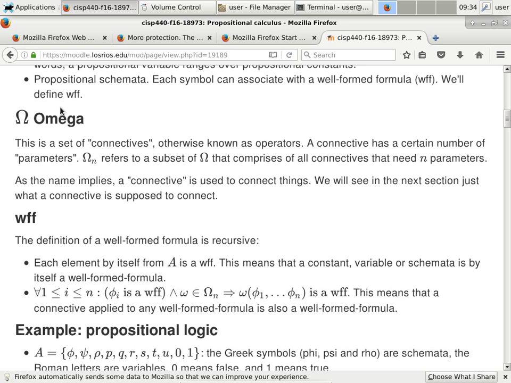Now we move on to omega. Omega is known as connectives. Each element of omega is a connective, which is a fancy word for operator. Conjunction is an operator. Disjunction is an operator. Negation is an operator. Implication is an operator. Equivalency is an operator. So all of the things that we talked about earlier are all connectives. Look at connectives as a fancy word for operators.